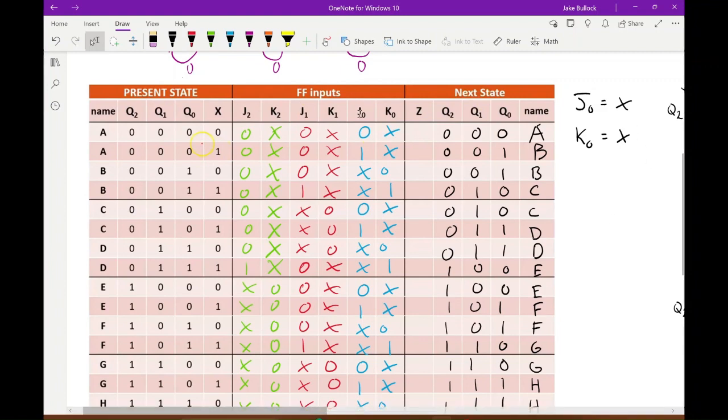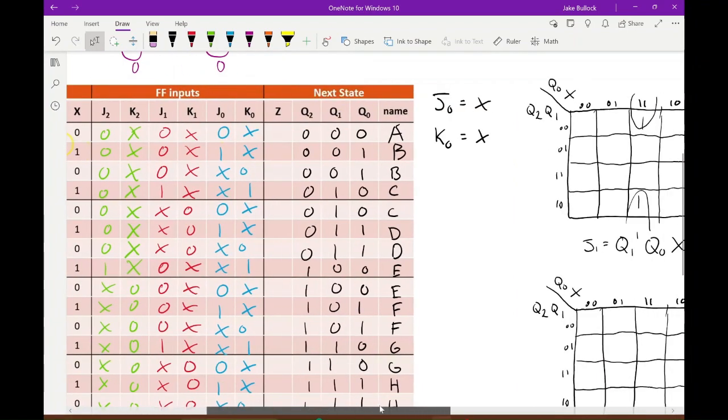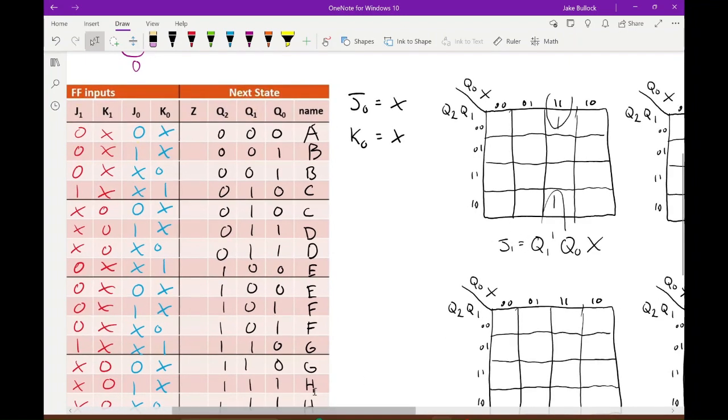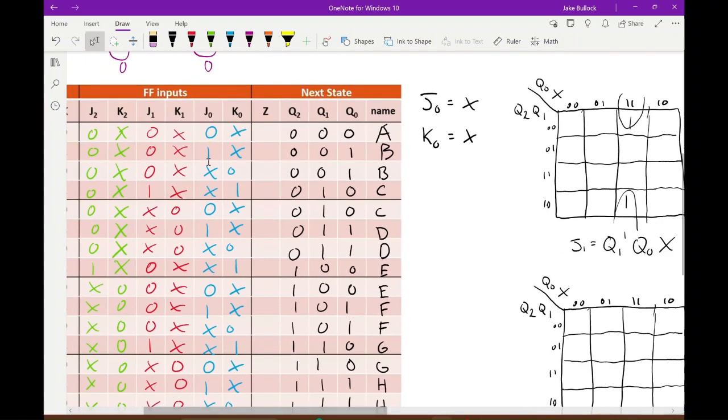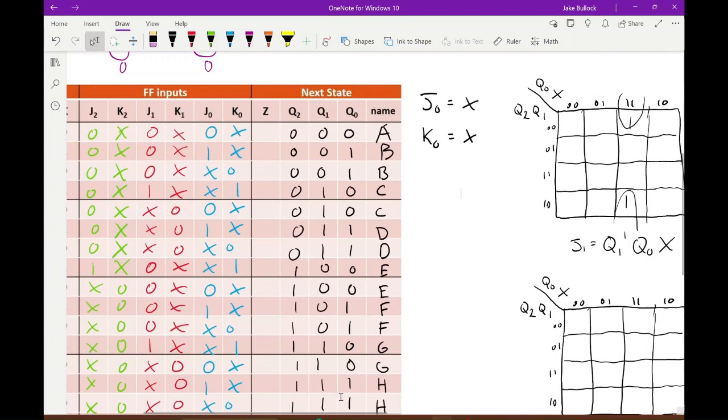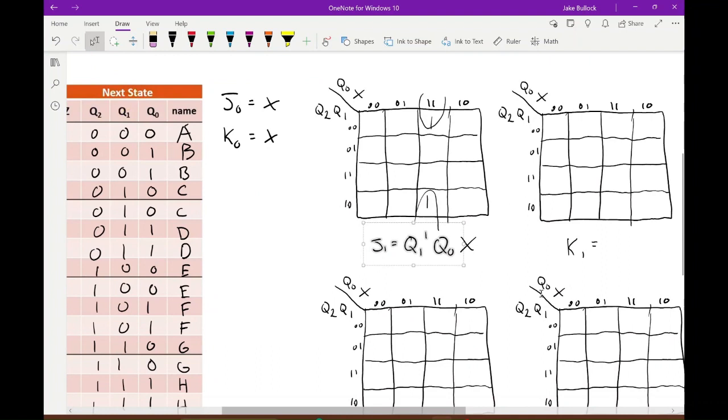For J1, K1, and J2, K2, it'll be a little more complicated, and so I'm going to make some K maps. So starting off with J1 here, just for example, I looked for wherever J1 was outputting a high value, only two places, found them there, and created the equation for J1. And now I'll complete the other equations.